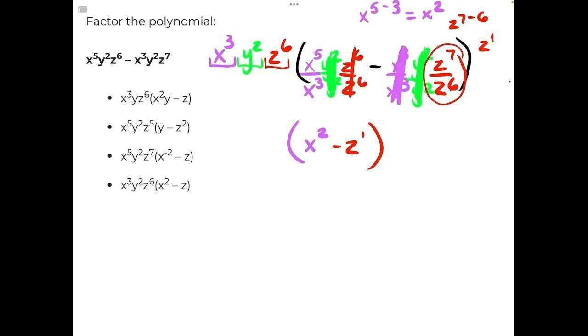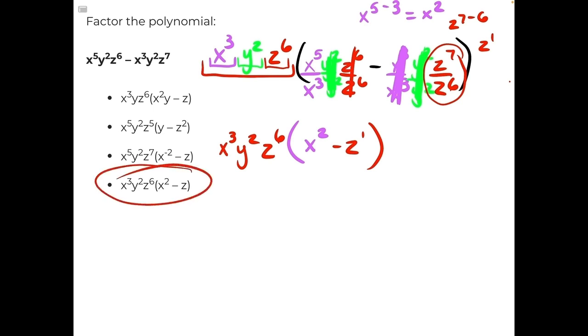So now if I rewrite the entire expression, we have our factored out variables, x to the third, y to the second, z to the 6th, times x squared minus z, which perfectly matches the last answer option, our correct choice.